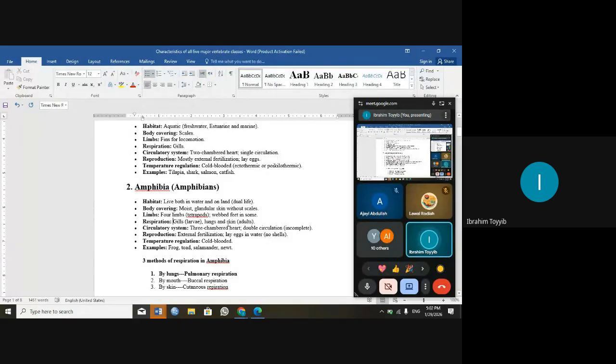They can also use skin for respiration. Skin respiration in amphibia is called cutaneous respiration, while lungs for respiration is called pulmonary respiration. They can also use the mouth, which is called buccal respiration. So the adult can carry out 3 types of respiration: with lungs, called pulmonary respiration; with skin, called cutaneous respiration; and with mouth, called buccal respiration.